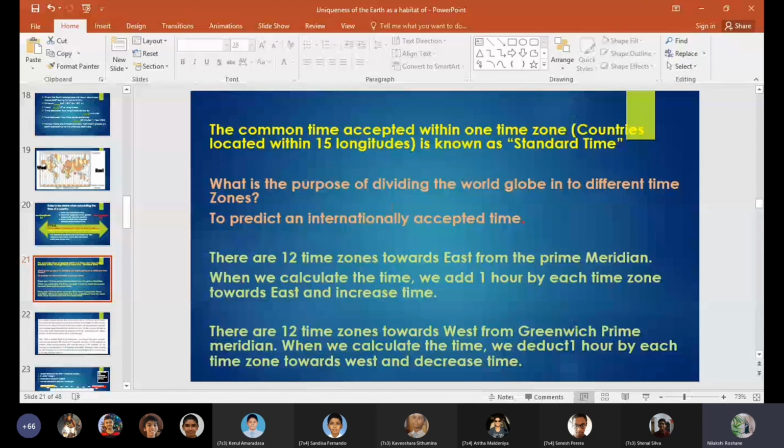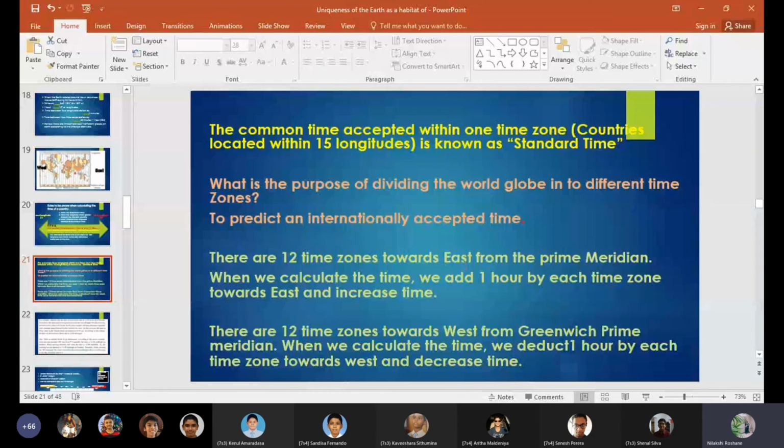Okay. So what is the purpose of dividing the world globe into different time zones, to have an internationally accepted time? There are 12 time zones towards east from the prime meridian. When we calculate the time, we add 1 hour for each time zone towards east and increase time. And there are 12 time zones towards west from the Greenwich prime meridian. When we calculate the time, we deduct 1 hour for each time zone towards west and decrease time.